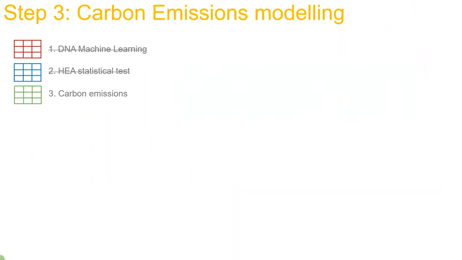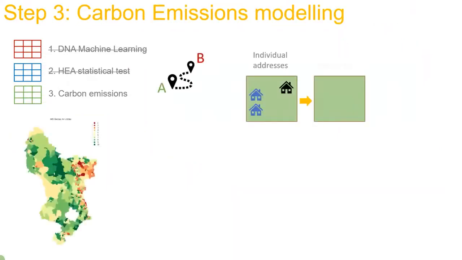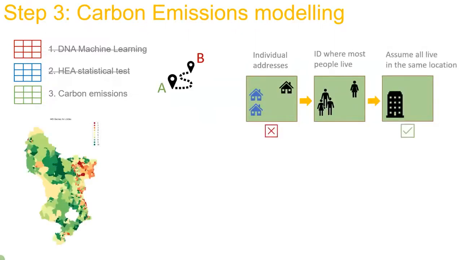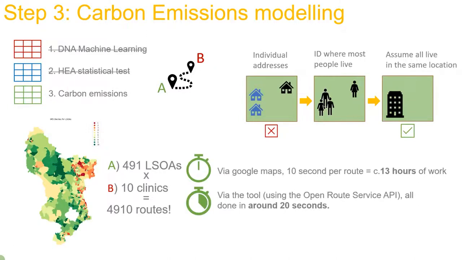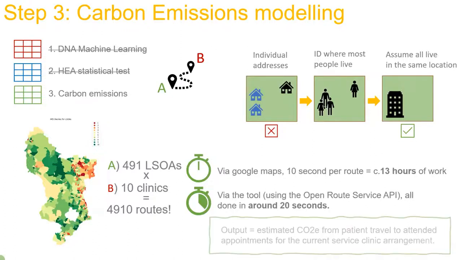For the carbon emissions modelling, on a geographical level, we used LSOAs, or lower layer super output areas, and assumed all patients were living in the most populous location within their resident LSOA. We used the Open Route Service API to plot where the clinic locations in scope were on the map. We used another Open Route Service API to calculate the distance between each of these LSOA locations and each clinic. We then use published data on the proportion of people that travel by different means, for example, by car, bus, or train, as well as the carbon dioxide equivalent emissions for each of these travel means to estimate the carbon emissions created through patient travel to and from attended appointments for each clinic.